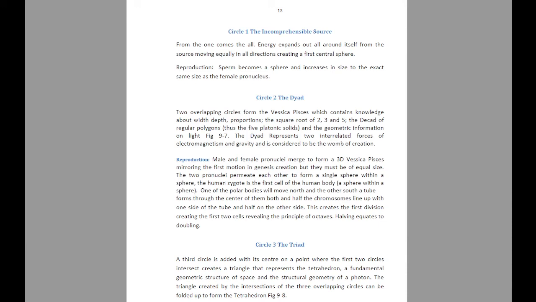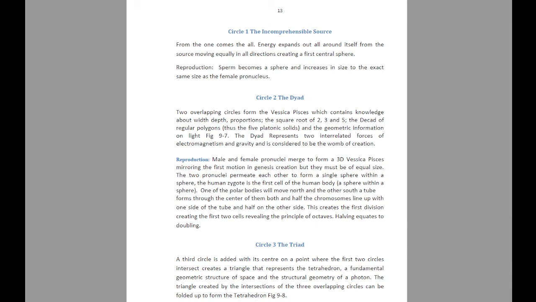The tube forms through the center of them both, and half the chromosomes line up with one side of the tube and half on the other side. This creates the first division, creating the first 2 cells, revealing the principle of octaves. Halving equates to doubling.